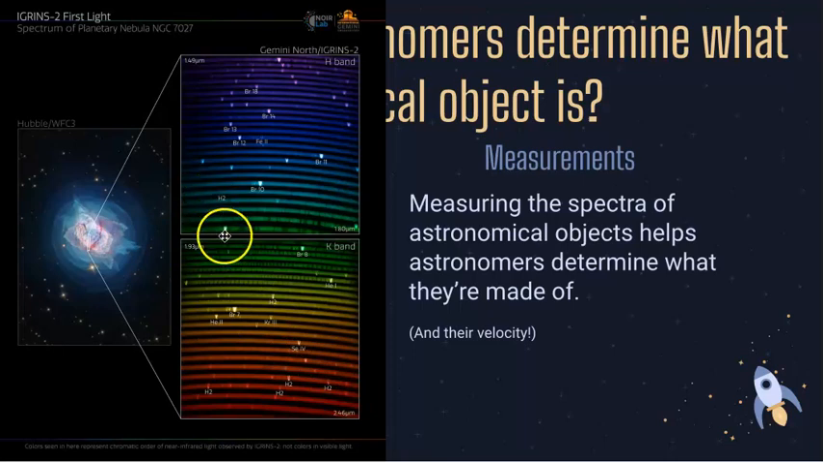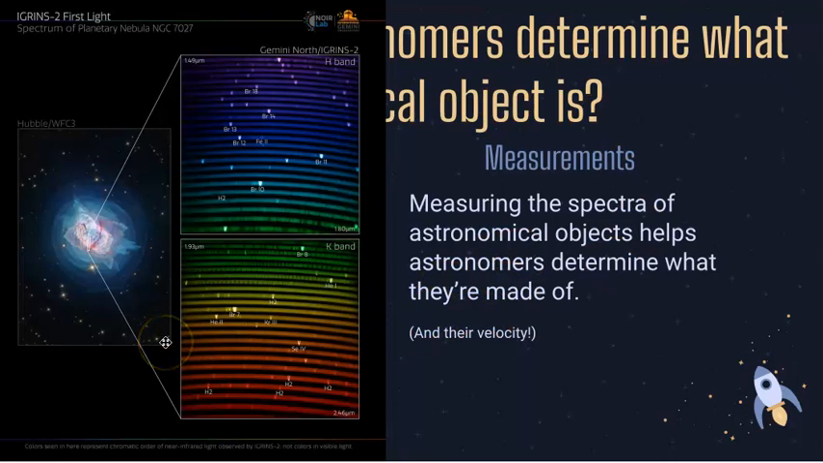And you can see that some of these lines are labeled with particular elements, and they're particular transitions for elements that allow astronomers to figure out what this nebula is made of. What is it composed of? What elements or molecules? And another bonus thing that we can learn from looking at these spectra is the velocity of an object, which is pretty handy. So this is a huge tool astronomers use.